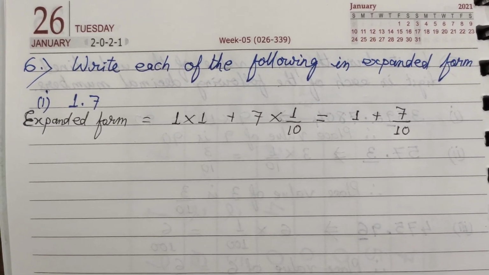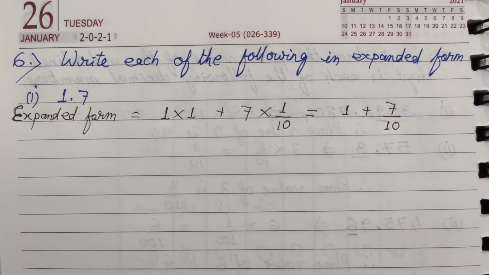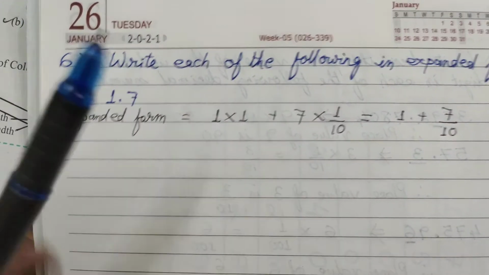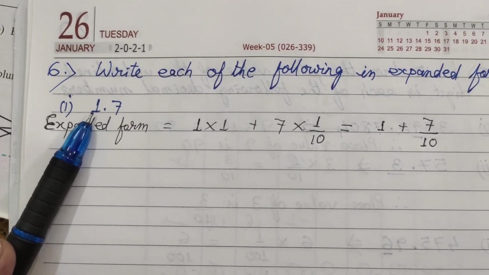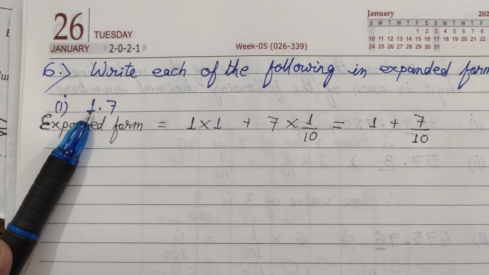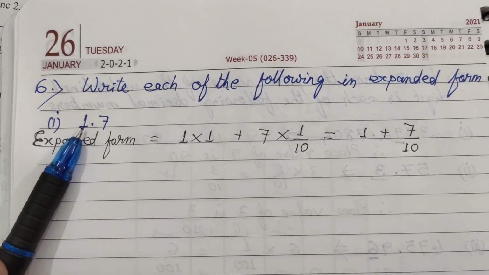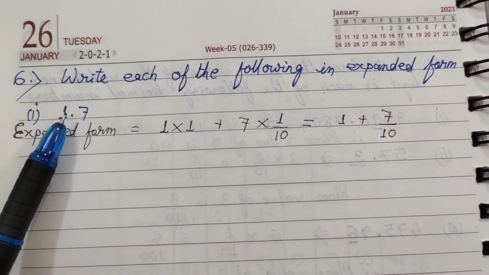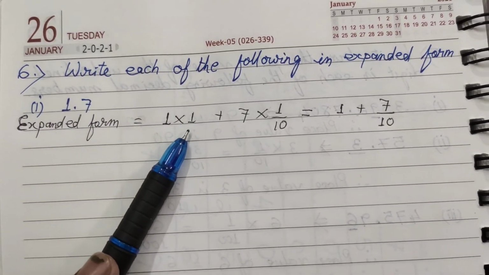Okay, the next question says, write each of the following in expanded form. Now what is expanded form? To understand expanded form, I have done the first one for you here. The first question is 1.7. Now after the point, towards the left side, the first position is of ones. So this 1 is in ones house, so 1 into 1.